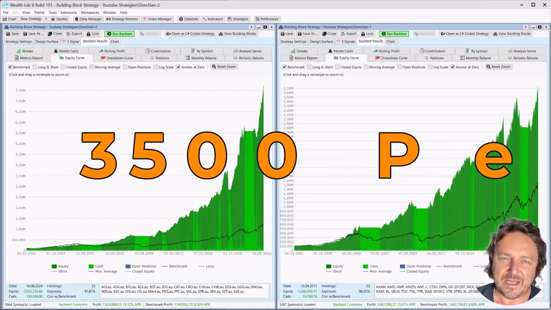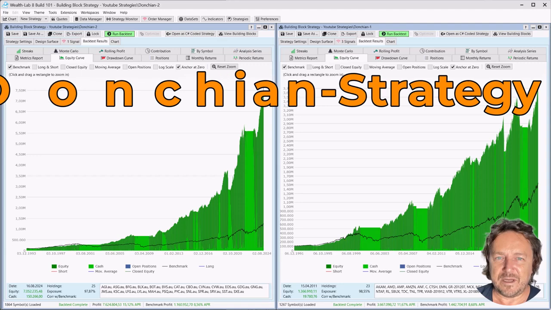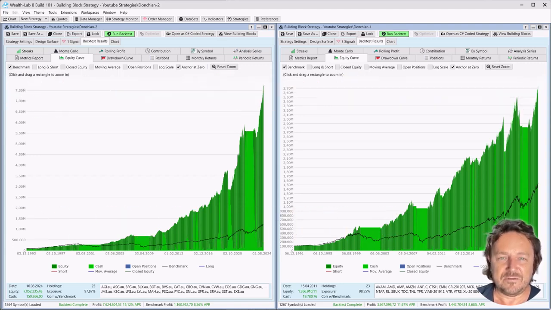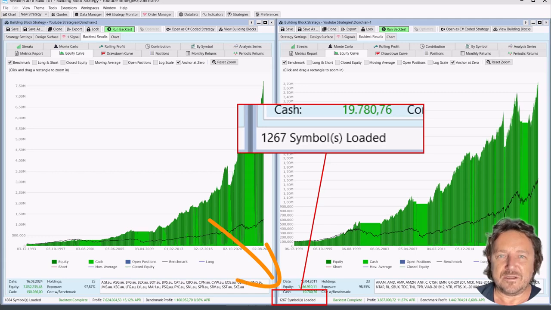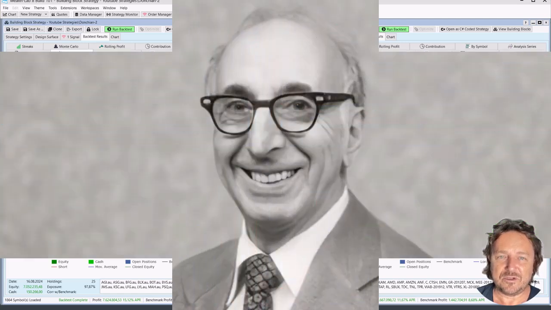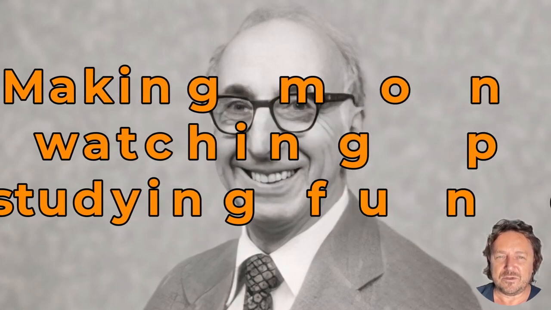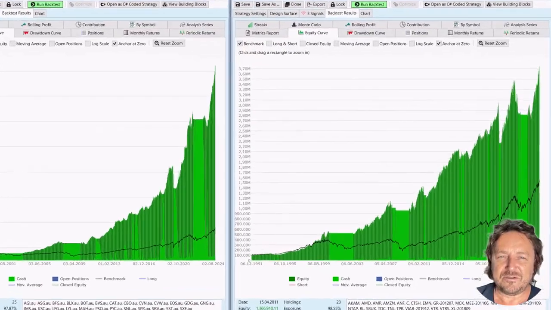3,500%. This is what my MD strategy made by applying the strategy to the stocks of the S&P 500. And I'm not only applying it to that, but I'm considering in my backtesting the survivorship bias. Richard Donchian had a couple of remarkable quotes. One of them is, making money is about watching prices, not studying fundamentals. In this spirit, I created a variation of one of his suggested strategies.